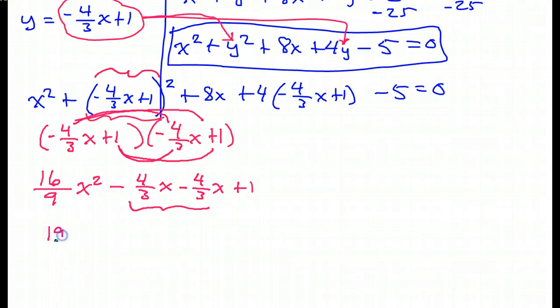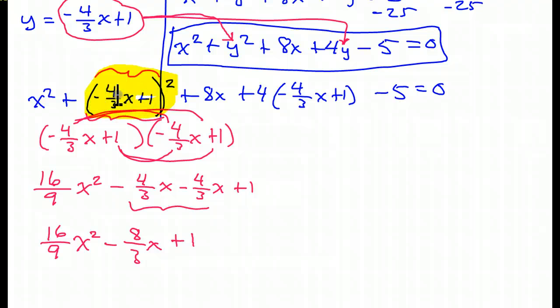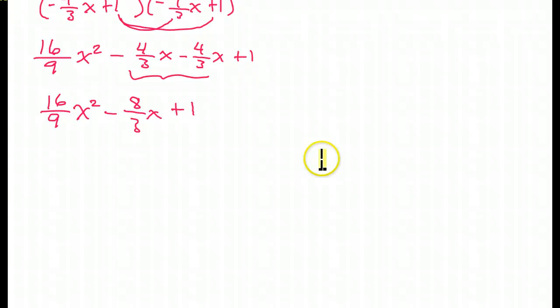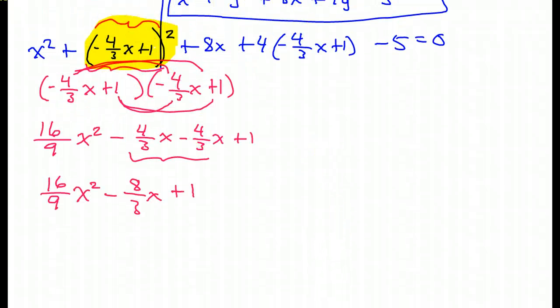So that means I have 16 over 9 x squared minus 8 over 3x plus 1. Okay, all of that is just this one part of the equation. I just stopped to do that. Now I need to put all of that back into the normal equation. I'm not sure if I'm even going to have room for this.